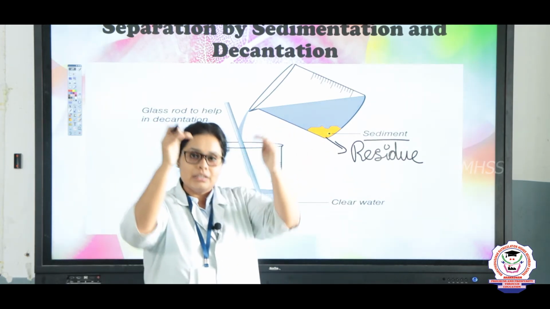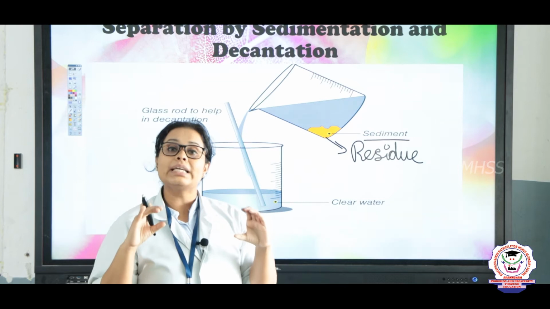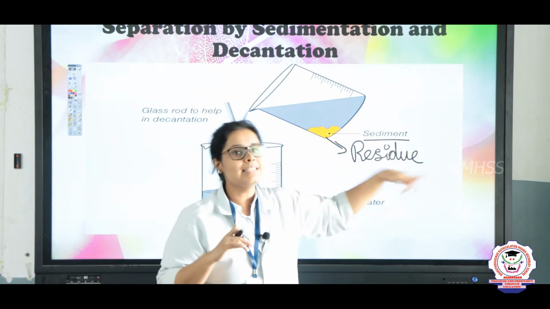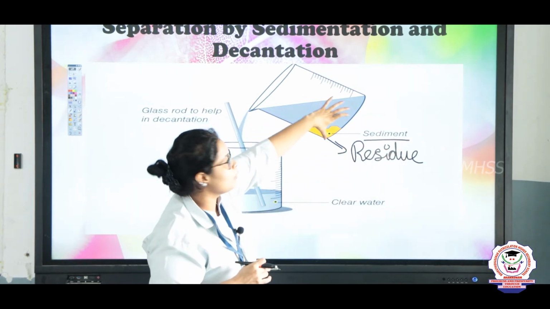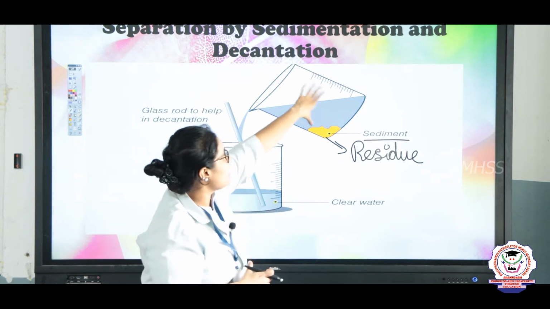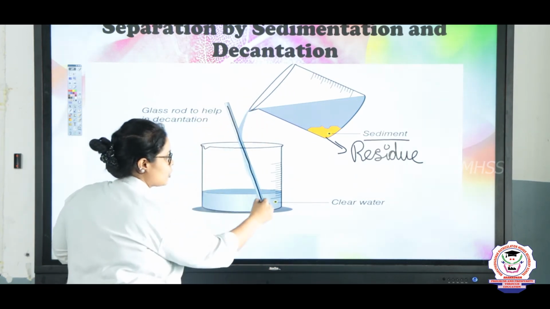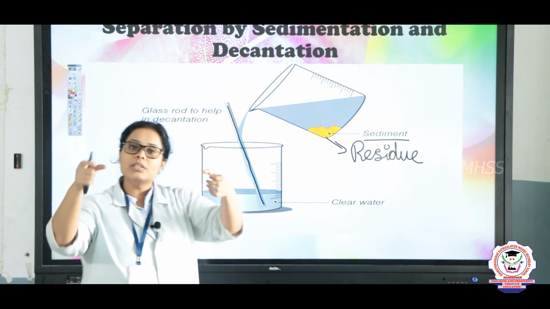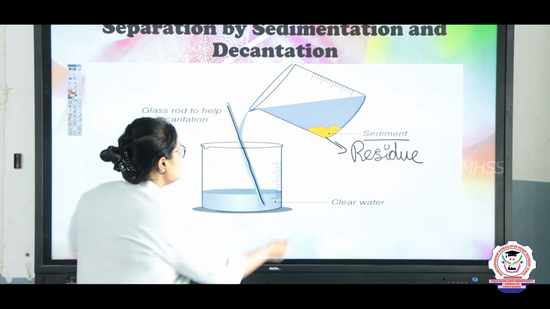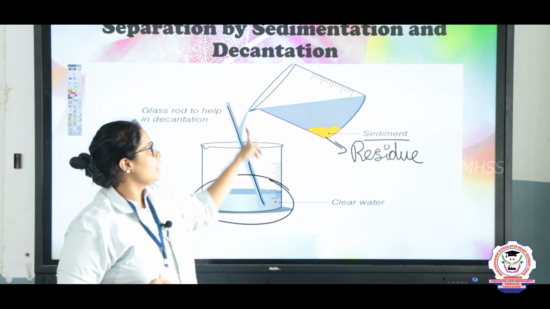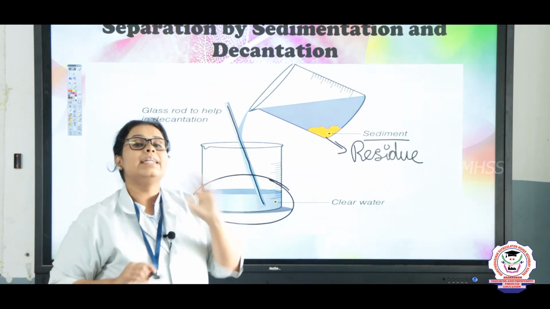Sedimentation means the settling of the particles. Same way they are also known as sediments. Now what I am doing is, I am taking the beaker and I am shifting it. How I am shifting it? Using a glass rod. When I am taking the solution and pouring it down, that process is known as decantation.